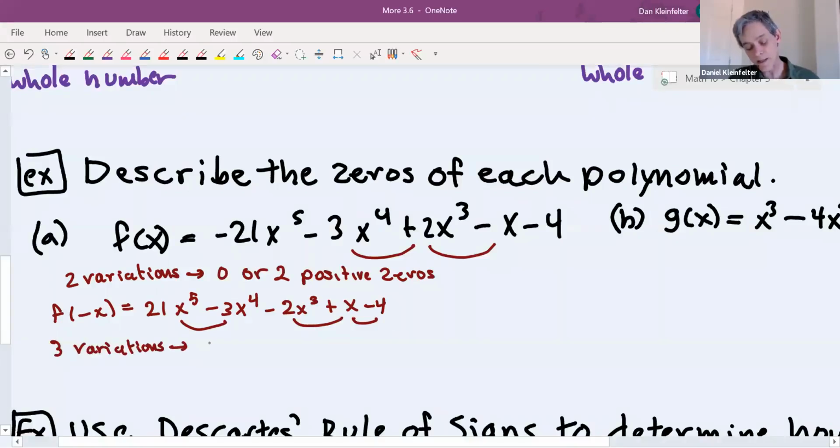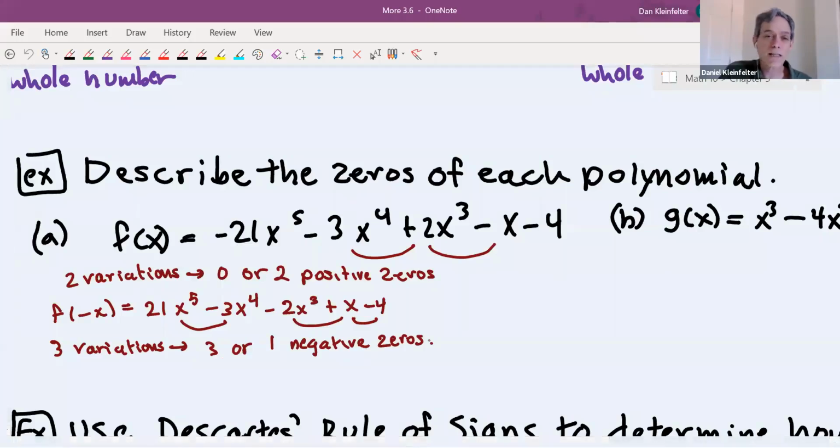So that means that there will be 3 or 1 negative zeros. You count the variations in f of minus x to tell about the number of negative zeros. It's either equal to how many variations in sign you have, or less than that by an even number. So basically count down by 2's. 3 minus 2 is 1, and then from there you can't count down by 2 without going negative. So it's just either 3 or 1.